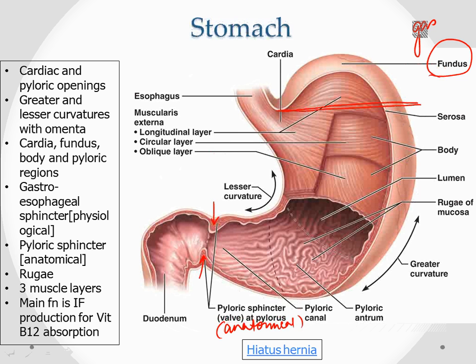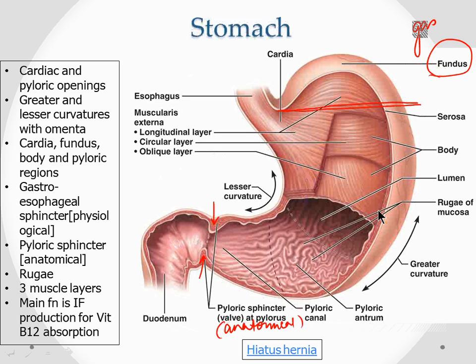And you have this sphincter. Remember, you had these sphincters wherever one part went into the other. Where the esophagus went in here, we had the gastroesophageal sphincter. Only thing was it was physiological. Here it is pyloric, because the stomach is going into the small intestine, the duodenum.